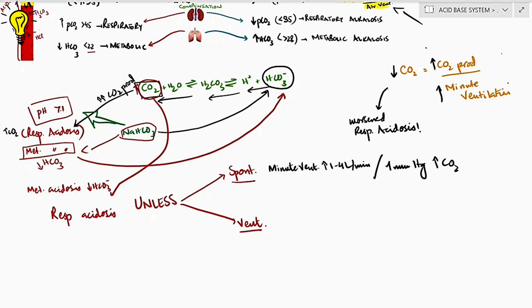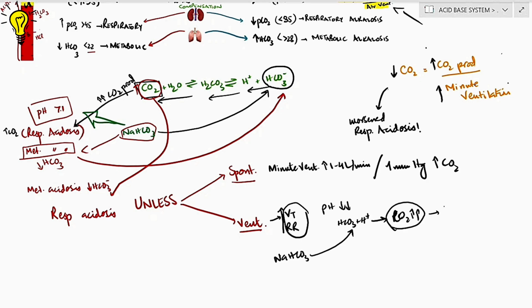Similarly, in a ventilated case, one may be required to increase the tidal volume or respiratory rate on the ventilator to increase the minute ventilation in order to wash out the extra carbon dioxide when soda bicarb is given for metabolic acidosis.